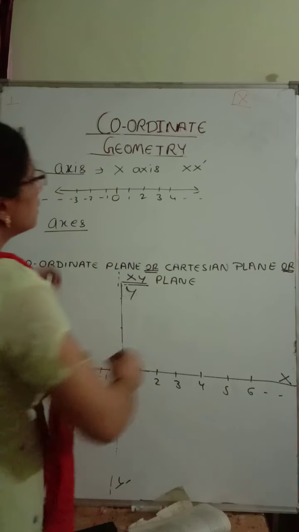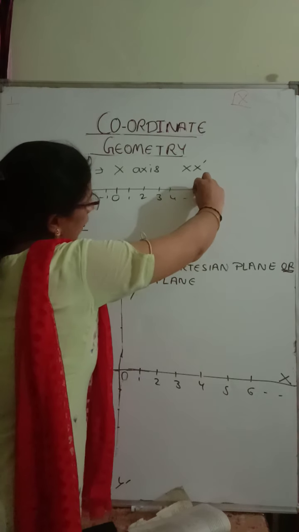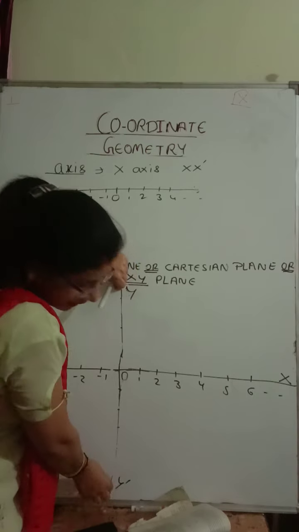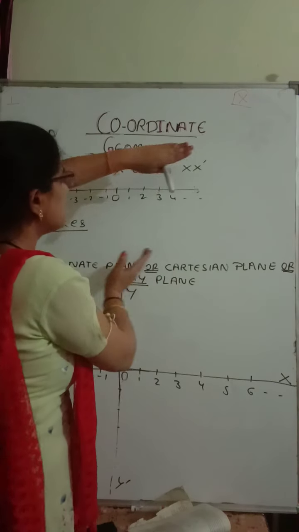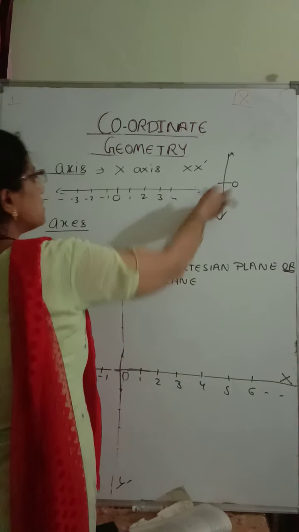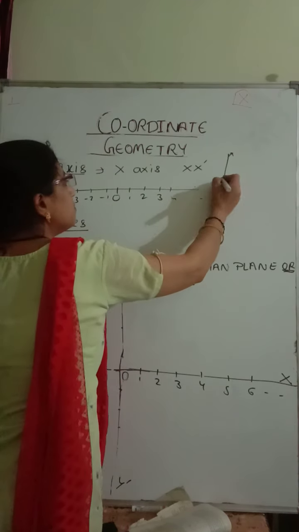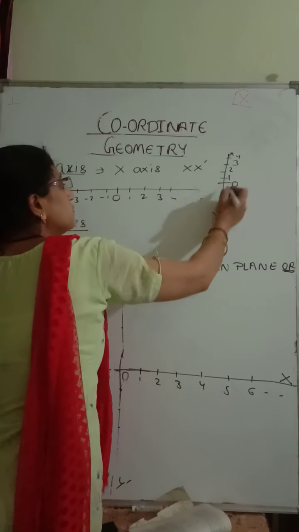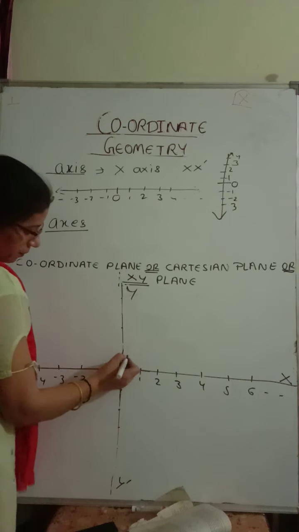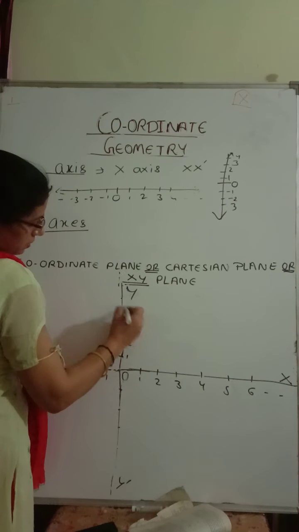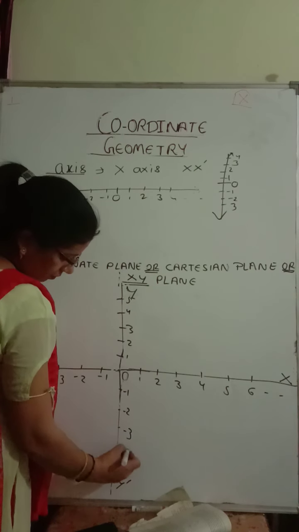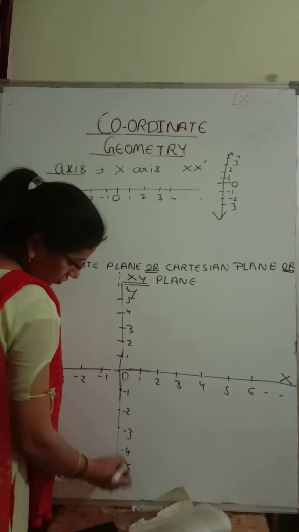So what we are doing? The same axis we are turning vertically, like this. So this is 0 and plus I am turning in this direction. Plus will go up, the positive numbers, and minus numbers will go down. So this is 0, +1, +2, +3, +4, +5, -1, -2, -3, -4, -5 up to so on.